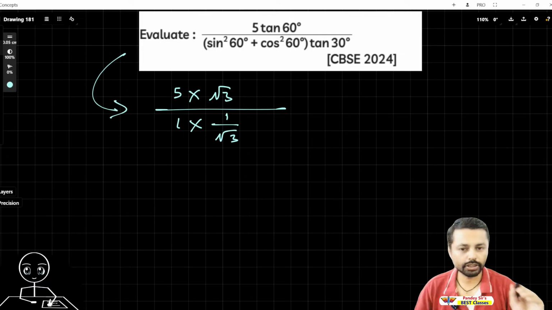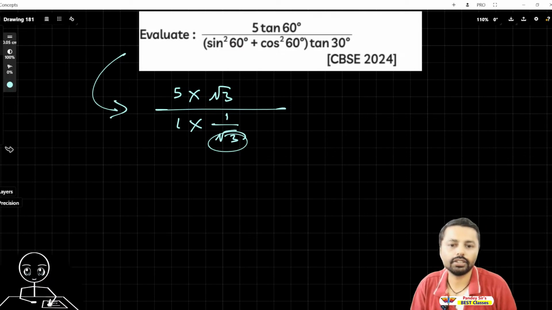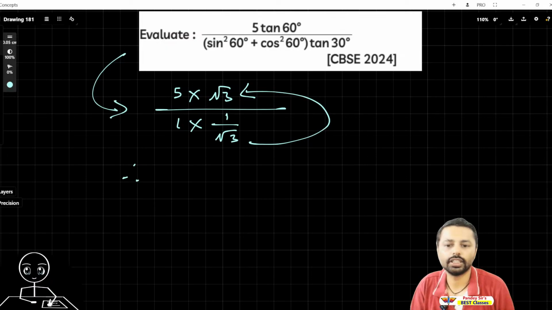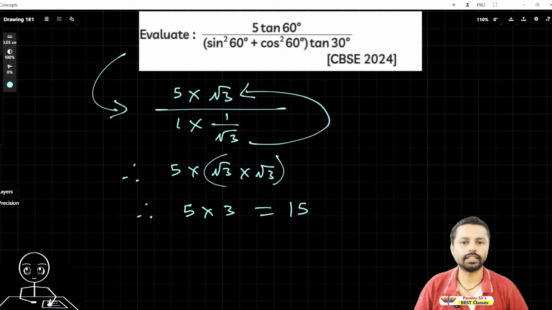Now here comes the important part. This root 3 is not the denominator, it's the denominator of the denominator, so keep always in mind it goes in the numerator. You actually get 5 into root 3 into root 3, basically root 3 square, that is 5 into 3. That's 15. That's the answer.